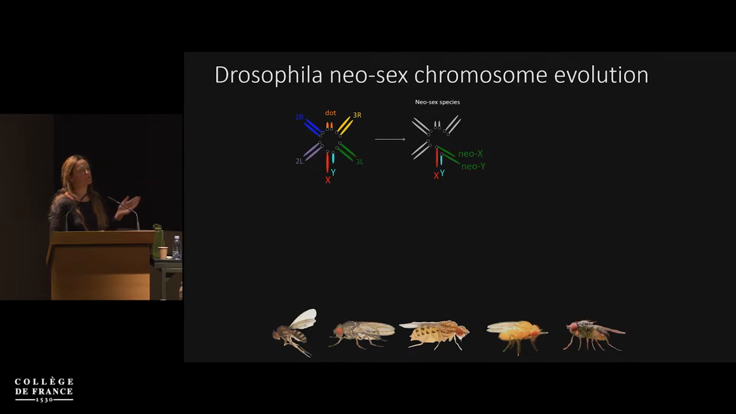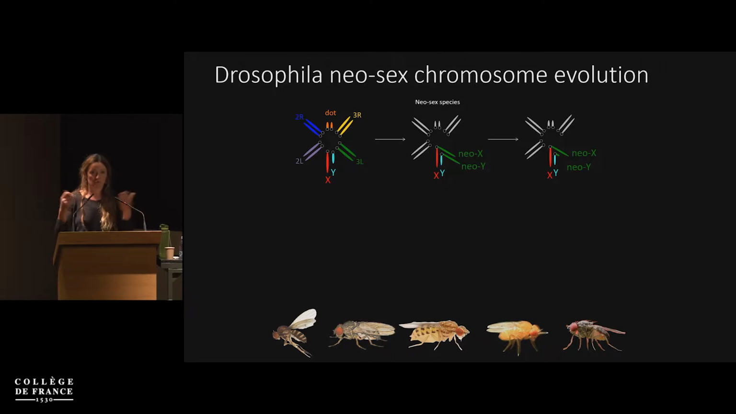And so my lab has been using, for decades now, neo-sex chromosomes of the genus Drosophila to try to infer the evolutionary history of how an autosome transitions into a sex chromosome. Those neo-sex chromosomes are formed by just ordinary chromosomal fusions between ancestral sex chromosomes and autosomes, and over time, those fused autosomes that don't recombine with each other start differentiating into heteromorphic neo-X and neo-Y chromosomes.